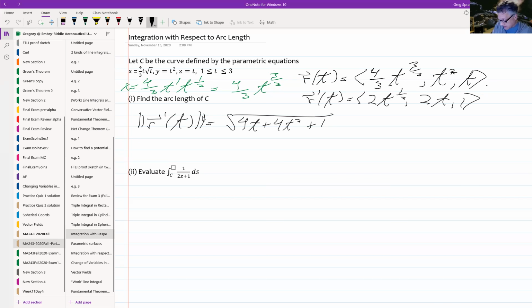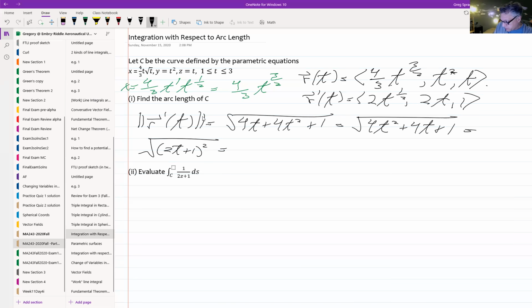Now I've got to integrate that to find the arc length, and integrating the square root of a quadratic function in general is hard. So let's see if I can make it easier. The radicand factors as 2t plus 1 squared. So if you take its square root, you get 2t plus 1. So the speed is 2t plus 1. That's what we integrate from 1 to 3.